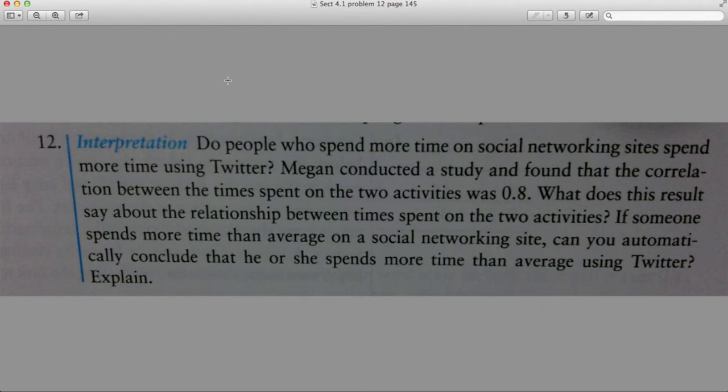And then explain. This problem is asking us to interpret Megan's findings from calculating a sample correlation coefficient R based on the amount of time spent on social networking sites. After calculating this, she came up with an R value of 0.8. So let's talk about the sample correlation coefficient R. As I said earlier, it is a measurement of the strength of a linear relationship between two variables, x and y. At the bottom of page 136 of your book, you will find the definition.